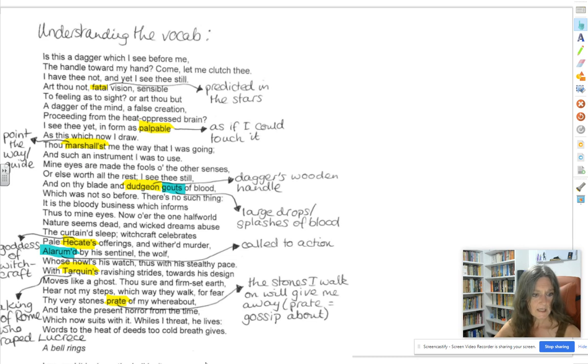Okay, and then the last word that I've got highlighted for you is this word prate. Macbeth says he's afraid that thy very stones prate of my whereabouts. So he's talking about walking on the earth. He's worried about the sound of his footsteps. And again, we'll talk more about that and analyse that more. But prate means to gossip about. So he's worried that the stones he's walking on, the ground, are going to give him away. They're going to talk of his whereabouts and give him away. Okay, now hopefully you roughly understand what's going on in that speech now.